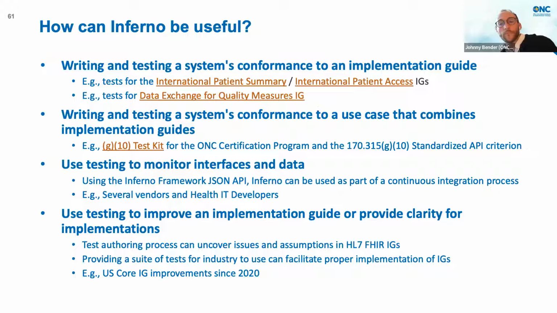Additionally, one use case we're trying to pursue as well is using testing to improve an implementation guide or provide clarity for implementations. Since we required the US Core implementation guide as part of the Cures Act final rule in 2020, we've been working over the past almost 3 years on updates to the implementation guide, discovering a lot of the issues through testing and implementation. We're also working with a number of folks in the industry on brainstorming and figuring out ways that we can facilitate authoring testing artifacts as part of the IG publishing process.